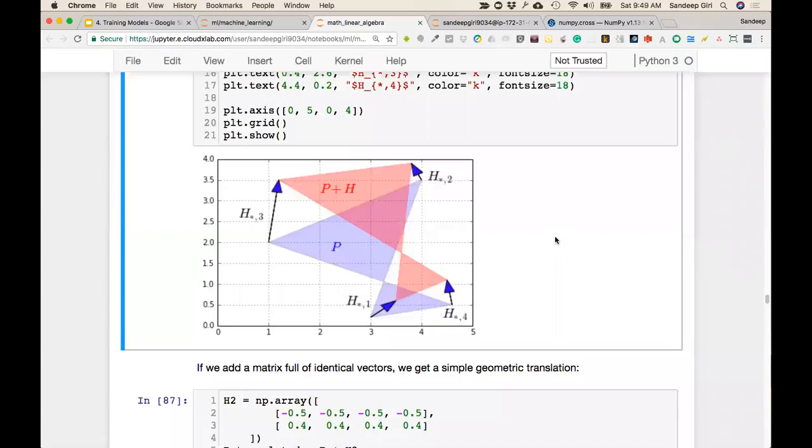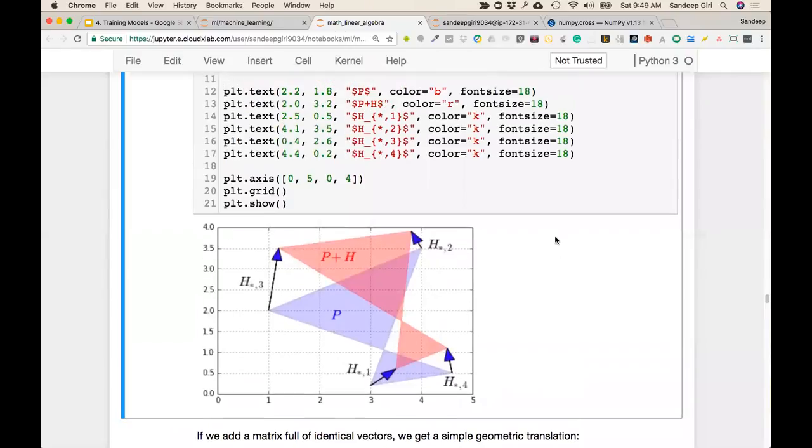Okay, a question from notes. So one more row would result in z-axis. Correct, correct.